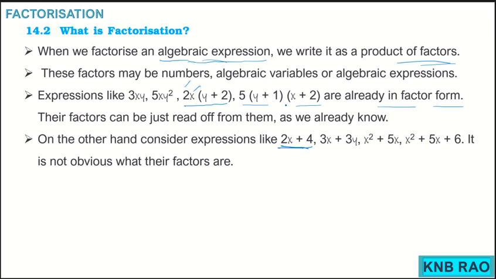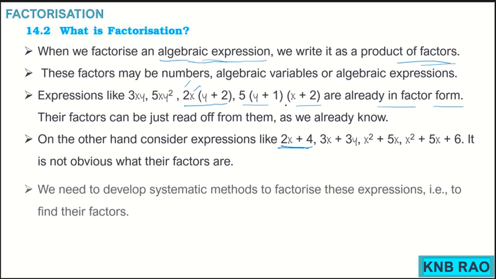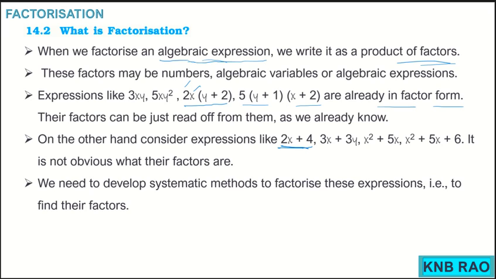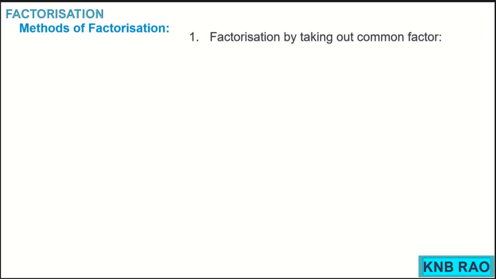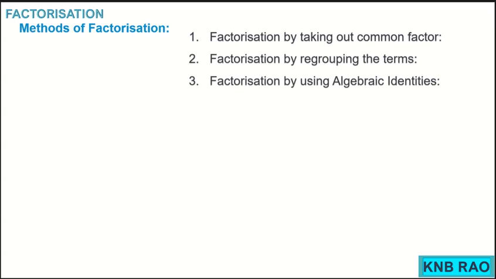We need to develop a systematic method of doing this factorization, children. I am going to explain those methods. What are the methods of factorization? We have three important techniques of factorizing. First, factorization by taking out a common factor. Second, factorization by regrouping terms. Third, factorization by using algebraic identities, which you have already learned. Coming to the first technique, the method of common factors.